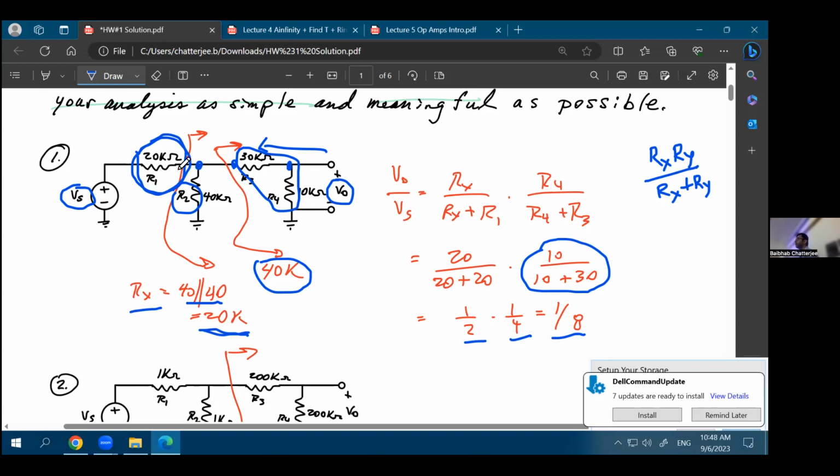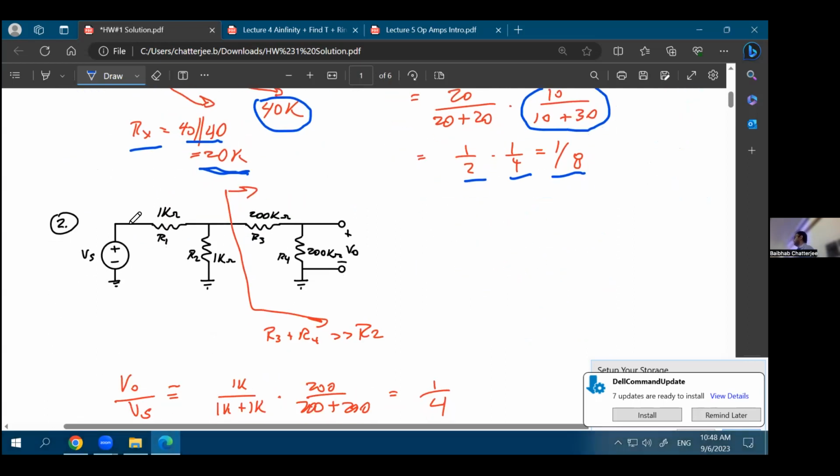Because this is a passive network, passive networks cannot give you any kind of voltage gain. You will only have some kind of attenuation, which is another way of saying that you have loss or your gain is less than 1. If you represent that in dB, it will be less than 0 dB. So it will be minus something, negative something dB.